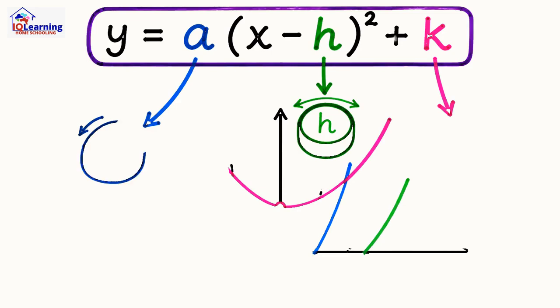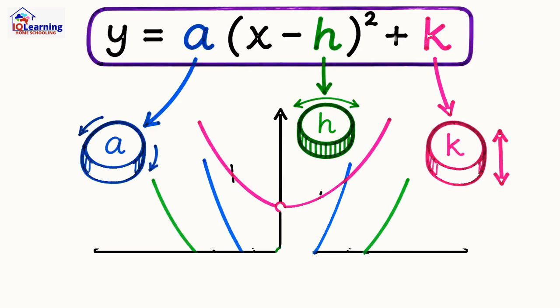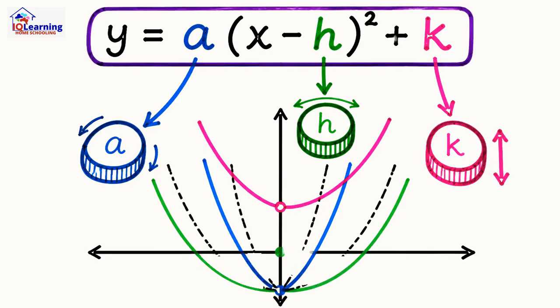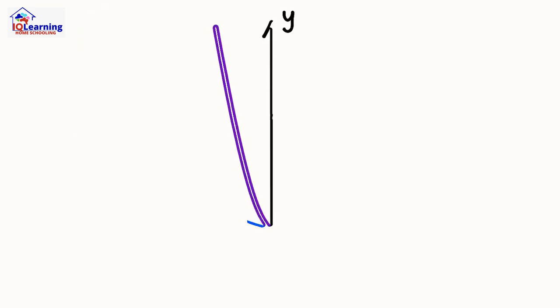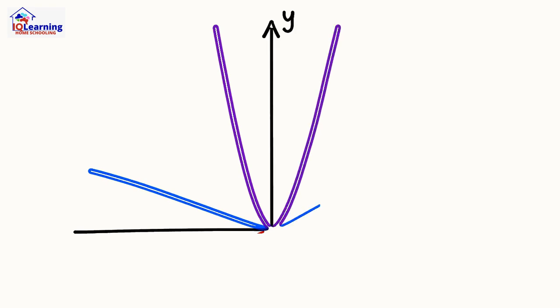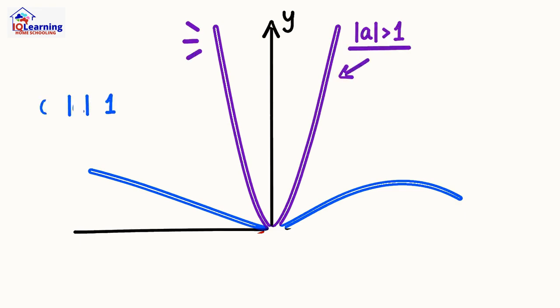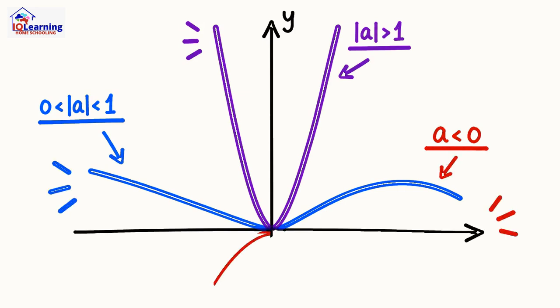Y equals a times (x minus h) squared plus k. Each letter is a control knob. The a is the dilation factor. It controls the width. If the absolute value of a is bigger than 1, you get a skinny, steep parabola. If it's a fraction between 0 and 1, you get a wide, flat one. And if a is negative, the whole thing flips upside down, becoming a concave down arch.